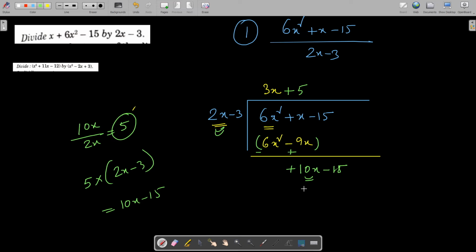So we'll just write it here. 10x minus 15. After that, what we'll have to do? We'll have to change the signs, because we have to subtract. It will become minus, it will become plus. 10x minus 10x is 0, minus 15 plus 15, answer is 0.